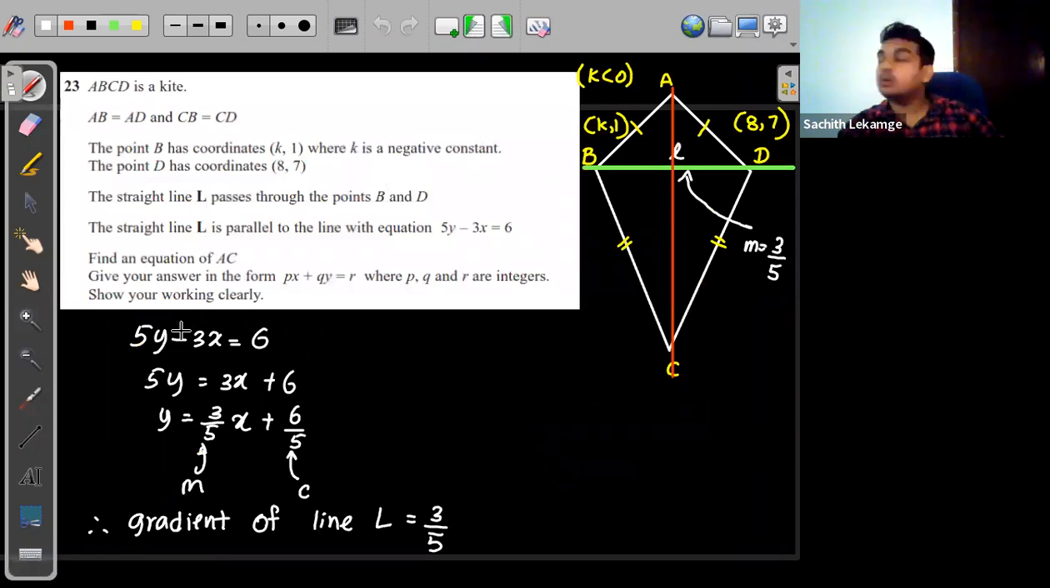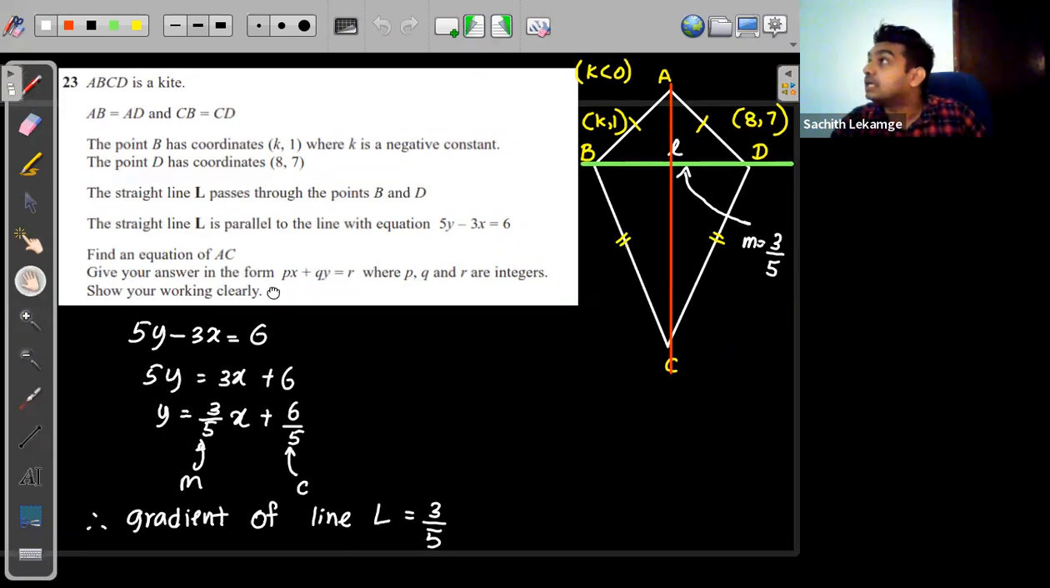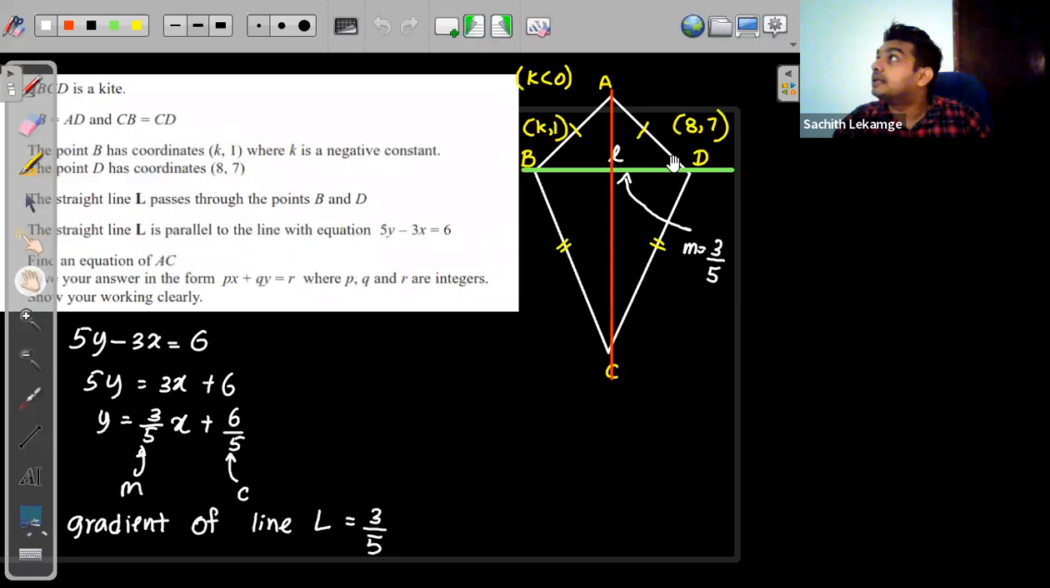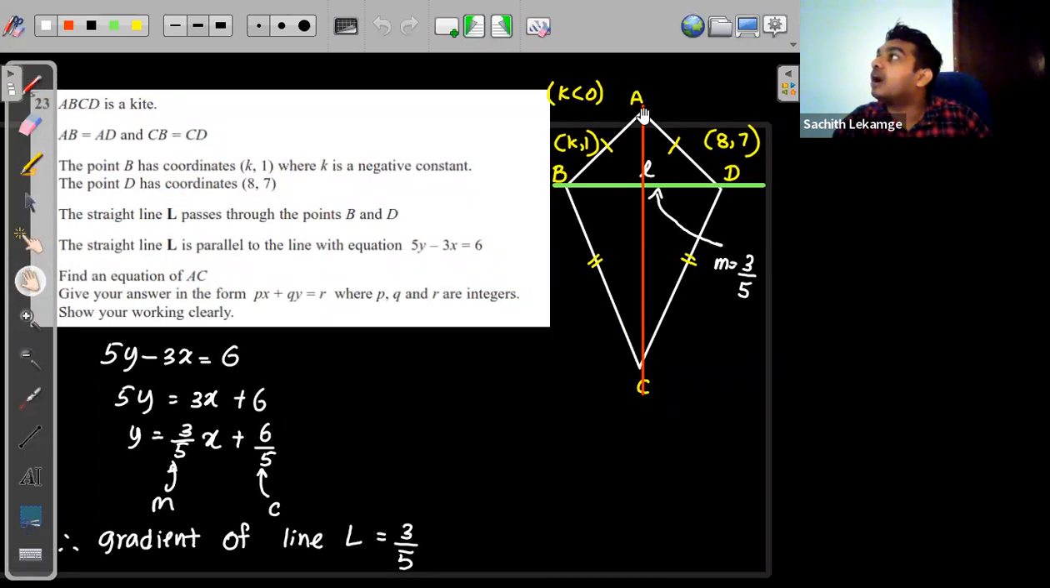Okay. Now, see, they want you to find the equation of AC. Give your answer in the form px plus qy equals r, where p, q, r are integers. Show your working clearly. Now, let me see. We have the gradient of this line. So, can't we find the gradient of AC? We can. Can you guys tell me how you're going to find the gradient of AC? Since we know they are perpendicular, can't we use that rule?